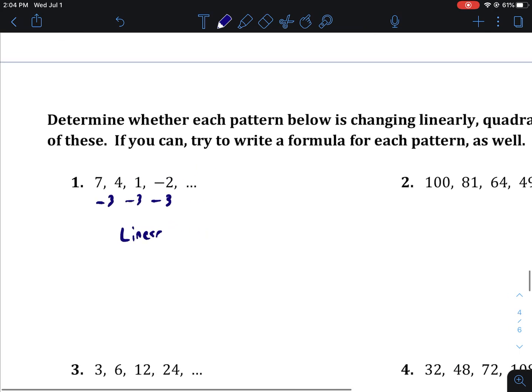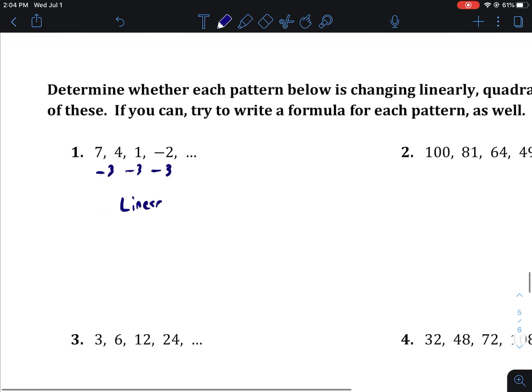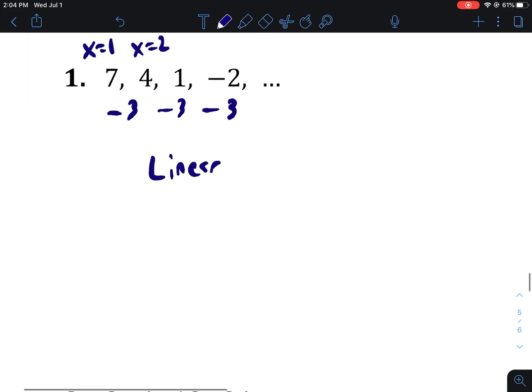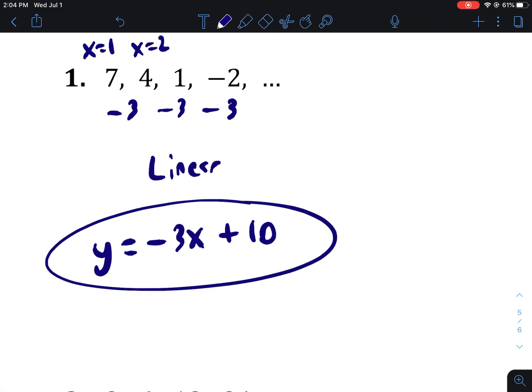And it says if you can, try to write a formula for each pattern as well. So I'm going to go ahead and say that this was the point when you plugged in 1. That's usually what you're going to say. So when x equaled 1, the answer was 7. When x equaled 2, the answer was 4. With linear patterns, this constant change is the slope. That's what it keeps changing by. So right off the bat, we know it's definitely a negative 3x. The question is, what's the number that sits next to that to make it all work out? If I put a plus 10 here, then when I plug in 1, I'll get 7, and so on. So that calibrates it to be the right numbers.